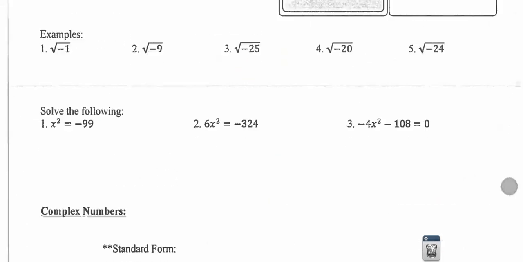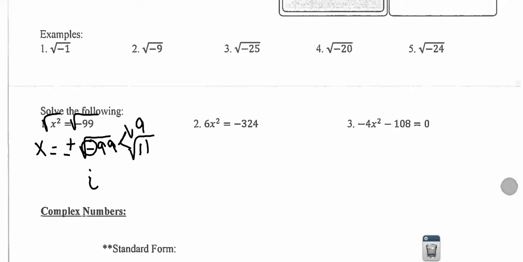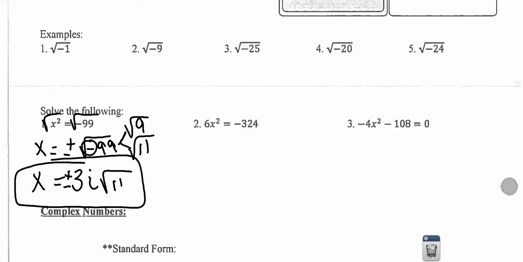Now let's talk about solving. So I'm going to go ahead and solve. So I want to get x by itself. So I'm going to square root. So x equals plus or minus the square root of -99. I can't have a negative square root, so I'm going to take that out and become an i. Square root of 99, I have to simplify. So it's going to be 9 and 11. Square root of 9 is 3. Square root of 11 is rad 11. So I have x equals plus or minus 3i rad 11.